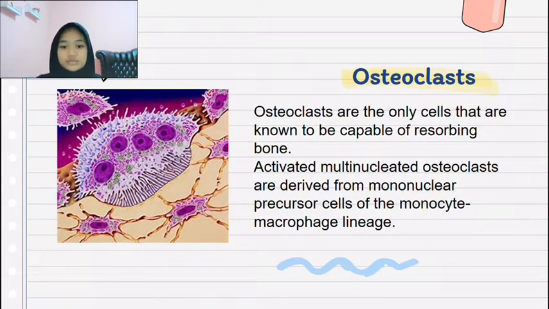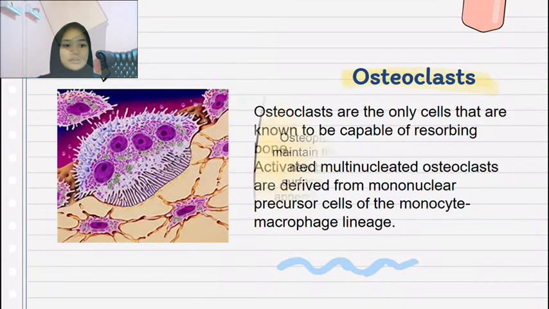Mononuclear monocyte macrophage precursor cells have been identified in various tissues, but bone marrow monocyte macrophage precursor cells are thought to give rise to most osteoclasts.